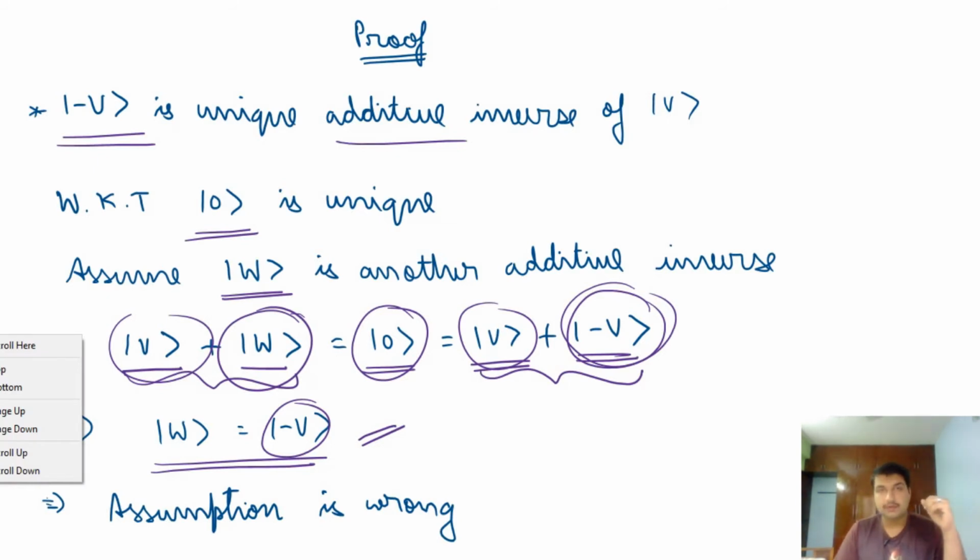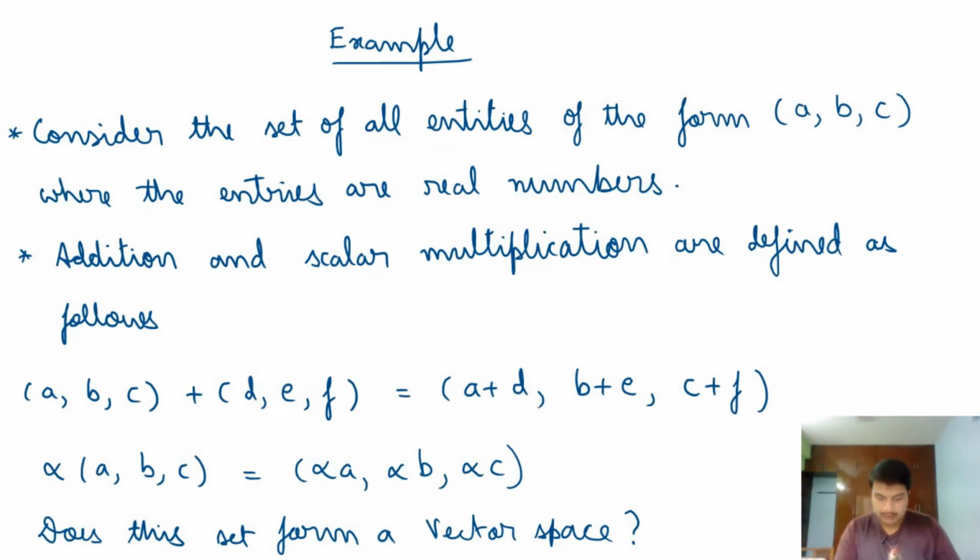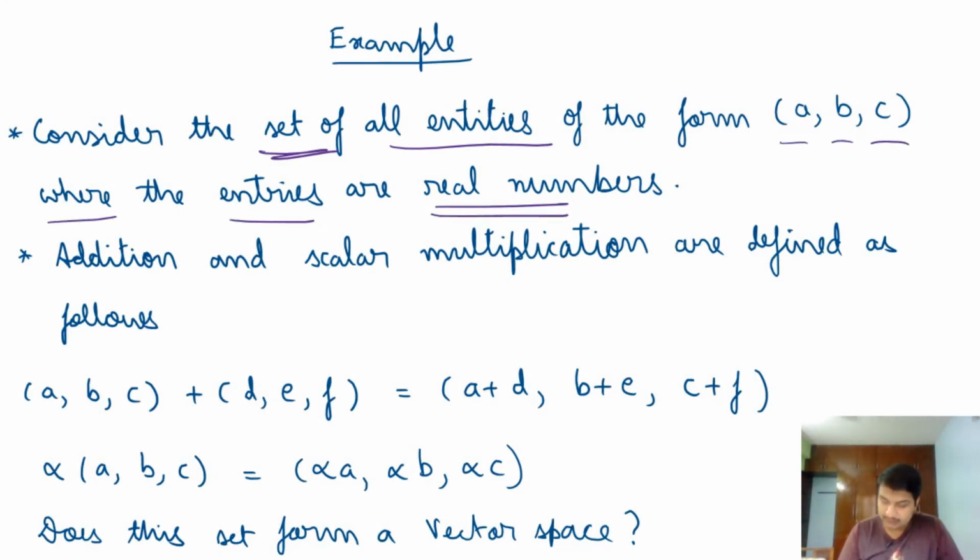So we have proved all four implications of the features and properties of vector spaces, and now we move on to an example wherein we check whether the given set is a vector space or not. In this example we are going to consider a set of all entities of the form A, B, C, where the entries are all real numbers. It means that A, B and C should be real numbers.